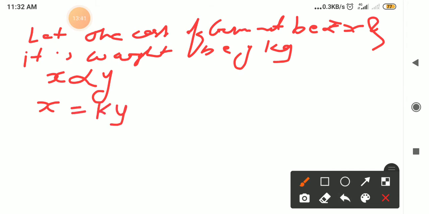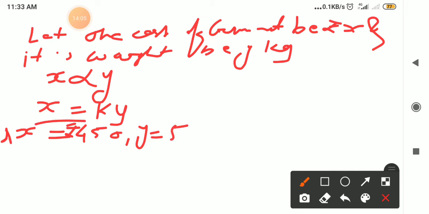Now in our example, the cost of 5 kg is given. So x is equal to 450, because the cost is 450 rupees. What is the weight? y is equal to 5. So put the values here and find the value of the constant k. So x = ky: 450 = k times 5. The 5 will go to the other side for division.